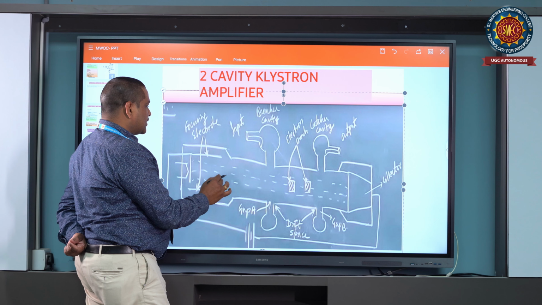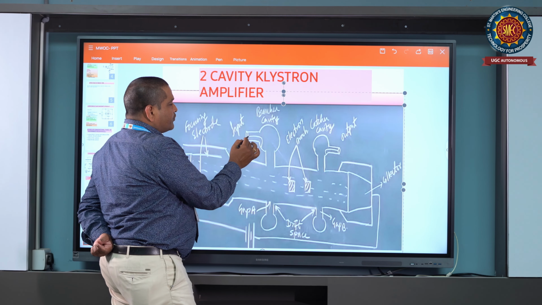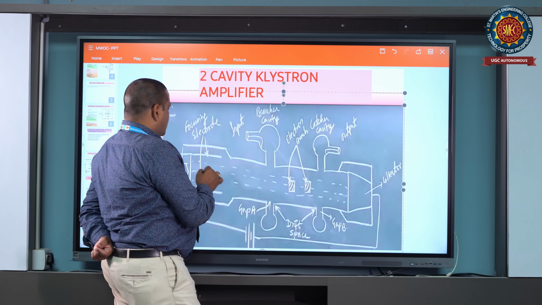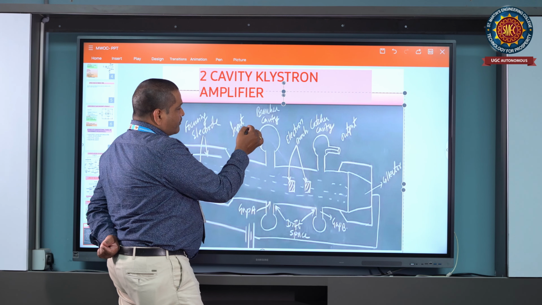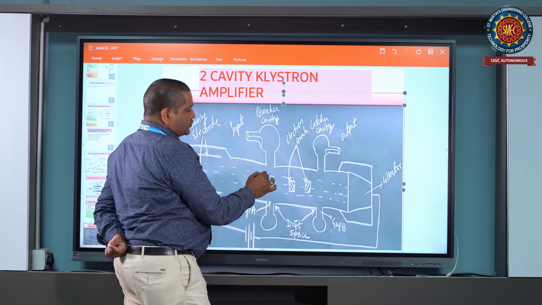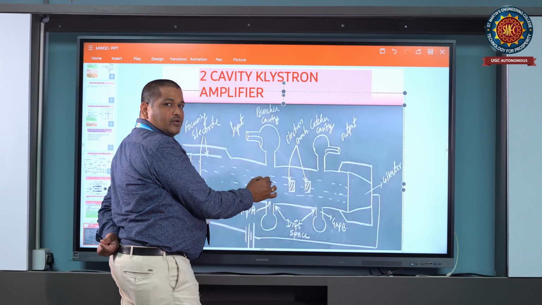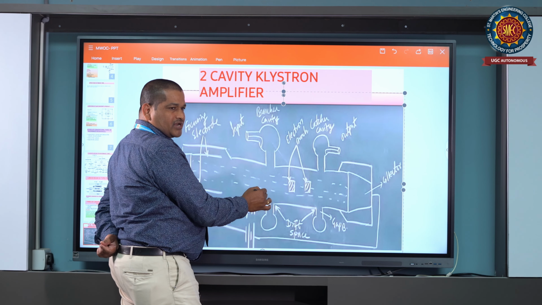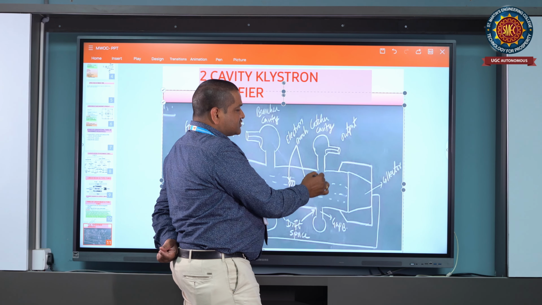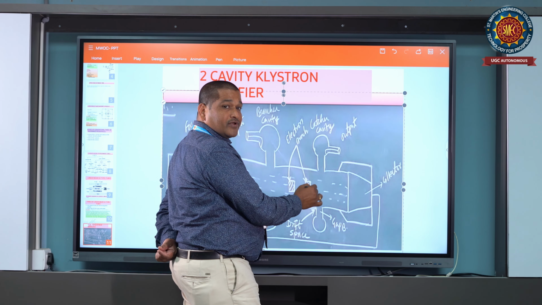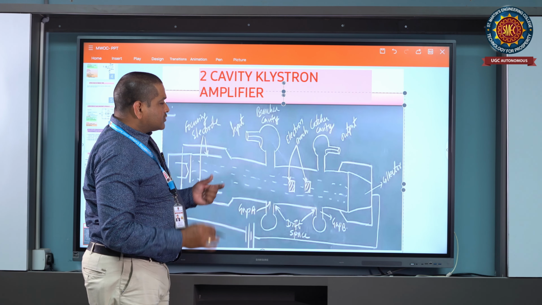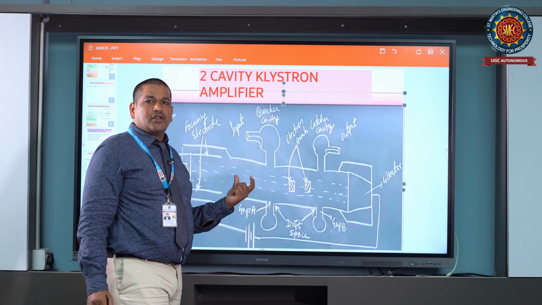The RF input, the electromagnetic signal which should interact with these electrons, will be pumped through this cavity. Once these electrons enter this cavity, they interact for the first time in the buncher cavity. When the electrons reach the catcher cavity, they interact with the radio frequency signal for the second time. In this two cavity klystron amplifier, the process which occurs is called velocity modulation.